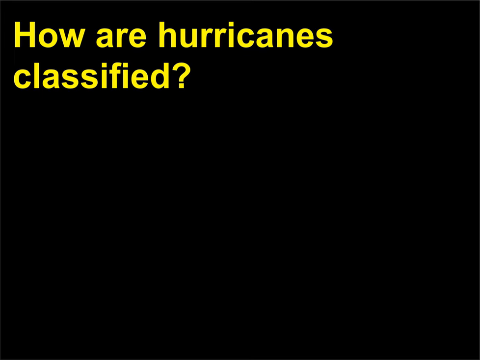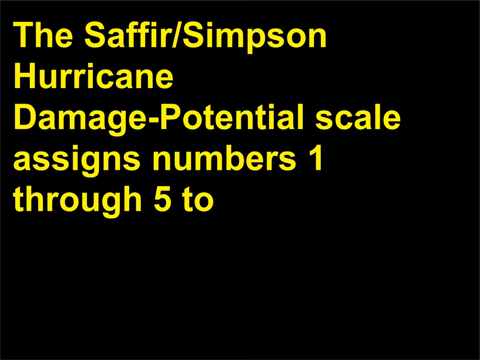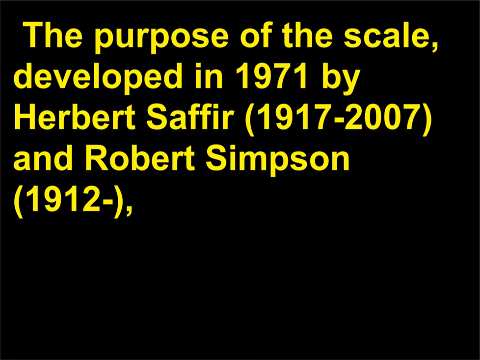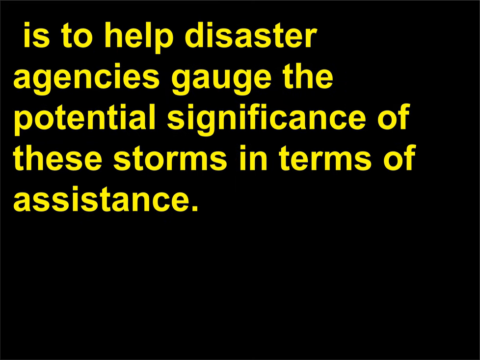How are hurricanes classified? The Saffir/Simpson Hurricane Damage Potential Scale assigns numbers 1 through 5 to measure the disaster potential of a hurricane's winds and its accompanying storm surge. The purpose of the scale, developed in 1971 by Herbert Saffir, 1917-2007, and Robert Simpson, 1912, is to help disaster agencies gauge the potential significance of these storms in terms of assistance.